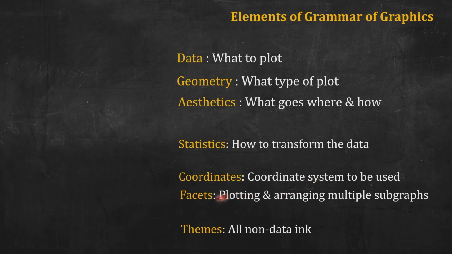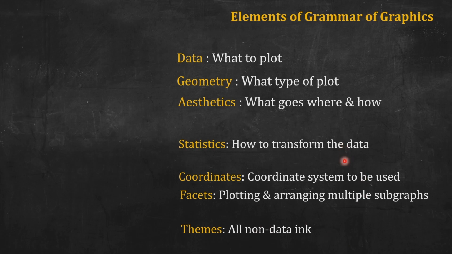But sometimes you may not plot the raw data, rather extract some statistics like mean, median, some quartile value or some other thing and plot that. Then raw data will not be useful. You have to use the statistics element to create that data and then visualize it. And then you may have coordinate, where you may want to change the coordinate, and you may want to make multiple subplots, you may need the facet, and theme is for all non-data ink.